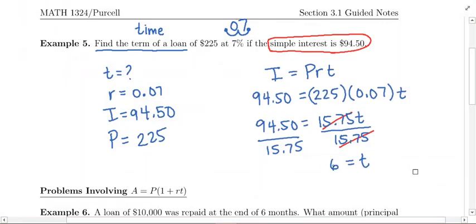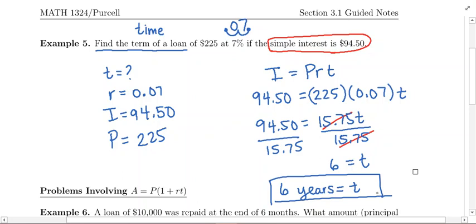Remember, this is a time value that we're looking for. So the answer will not be dollars and cents. It's a time value. Time, when you're working in the formula, is measured in years. So the answer is 6 years. What this means is if you borrowed $225 at 7% interest for 6 years, then you would pay back $94.50 in interest.